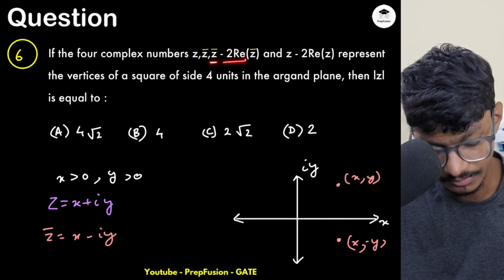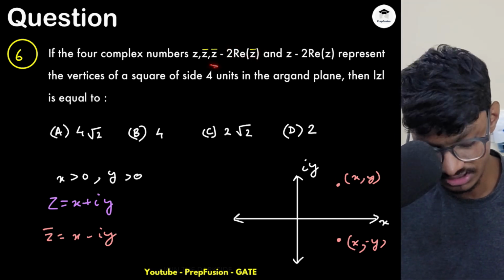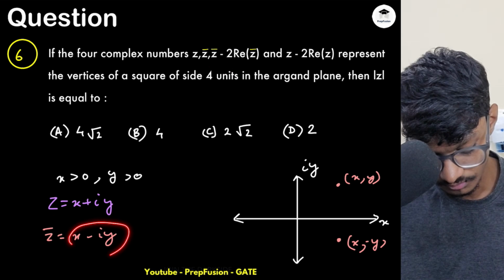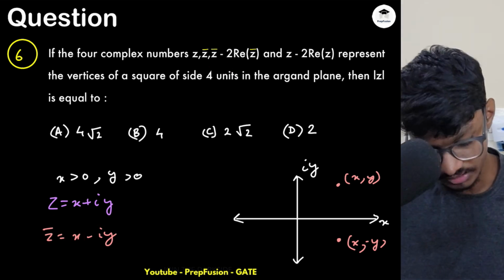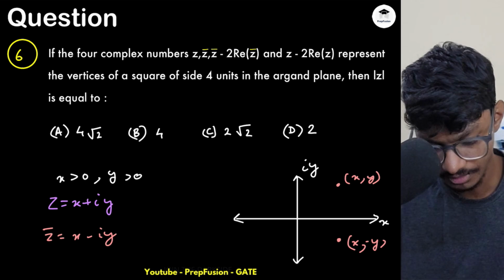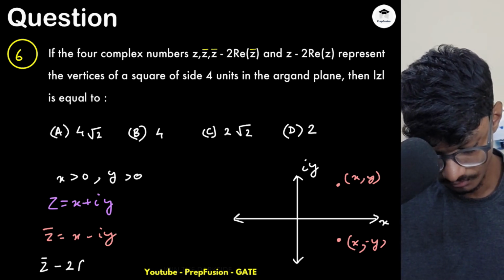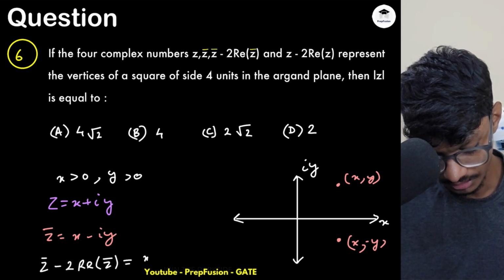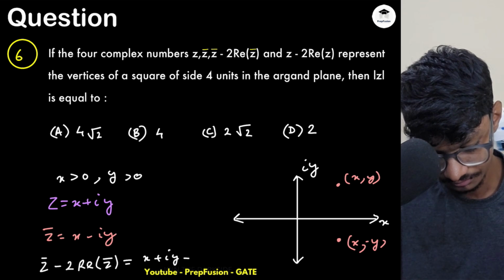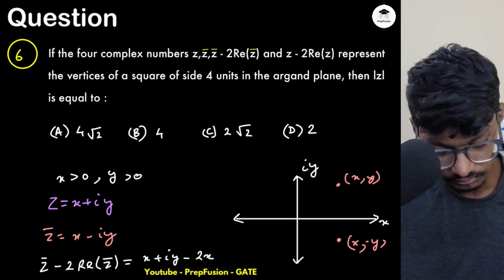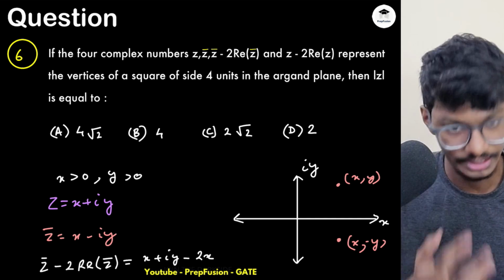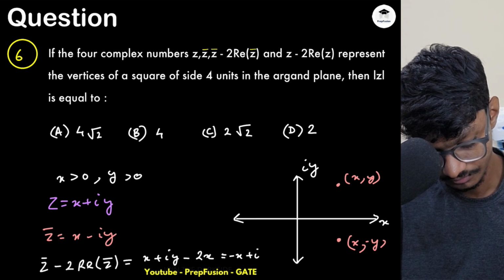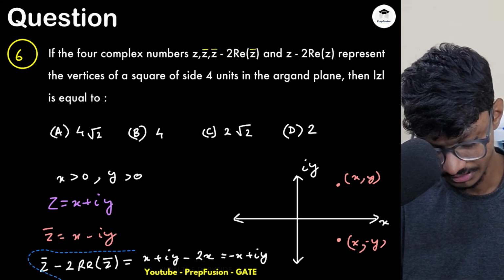Now what is z bar minus 2 real of z bar? Z bar is this. Real of z bar is x, and I am subtracting 2 times this. So z bar minus 2 real of z bar is simply x minus iy minus 2x, since the real part of z bar is x only. So it is minus x minus iy. Okay, I will just take this to the next page.